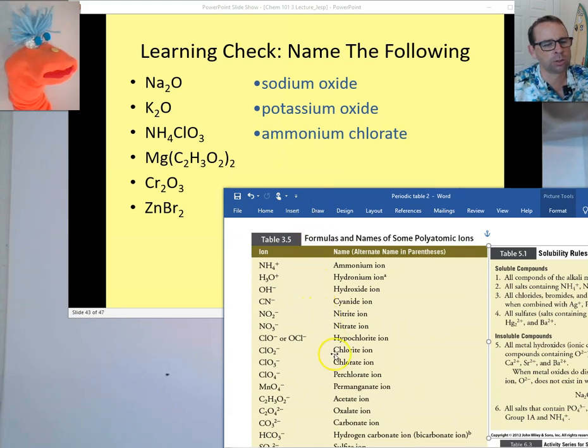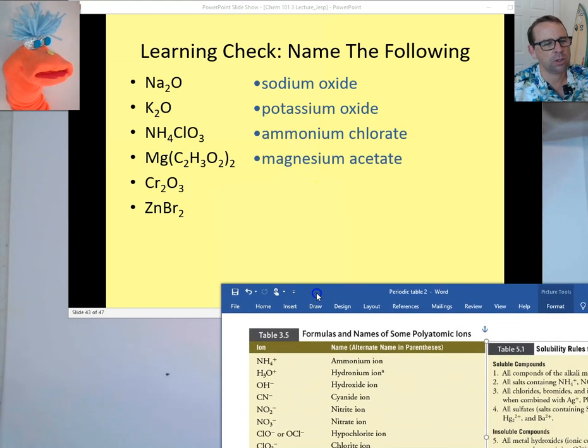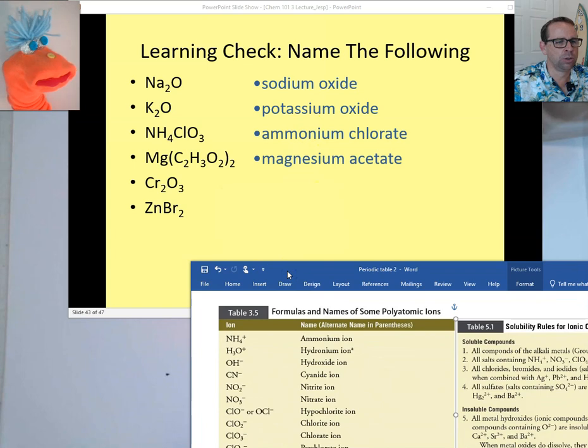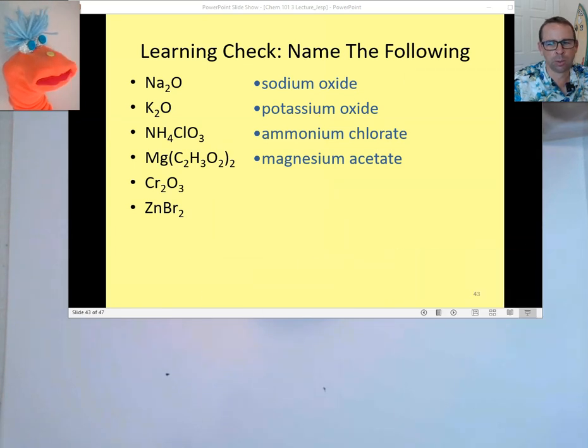Magnesium, what's that other thing? Oh, there it is. Acetate? Yes, magnesium acetate. Very good. These aren't polyatomic ions. Can you bring out the periodic table?